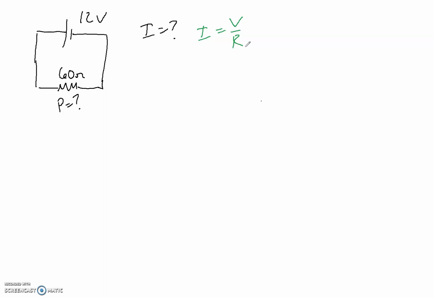Do I have them? Yep, I've got my 12 volts. I've got my 60 ohms. So that is pretty easy, right? Of course, 12 divided by 60 is going to be 1/5, so that'd be 0.2 amps. So I've got 0.2 amps running through that resistor.